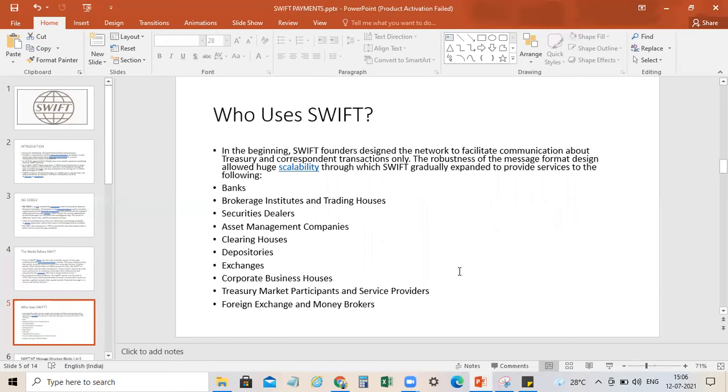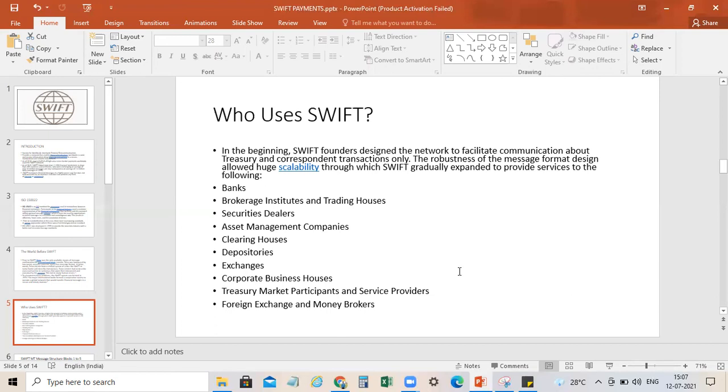areas. For example, banks. Yes, banks use SWIFT messages not only for international payments, but now they have started using them for local payments as well within the nation. Rather than using a proprietary message, they believe in going for SWIFT, which is already being used. But many banks still use proprietary formats, which is fine. Other areas are brokerage institutes and trading houses, securities dealers, asset management companies, and clearing houses. As I said, for each country there will be some clearing houses: RTGS, ACH, NEFT, and so on. Also depositories, exchanges, corporate business houses, treasury market participants, foreign exchange, and money brokers.